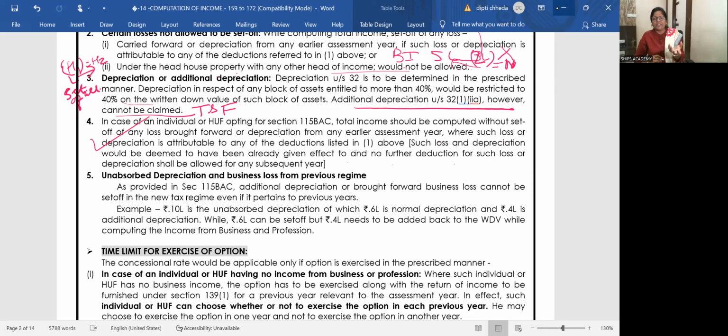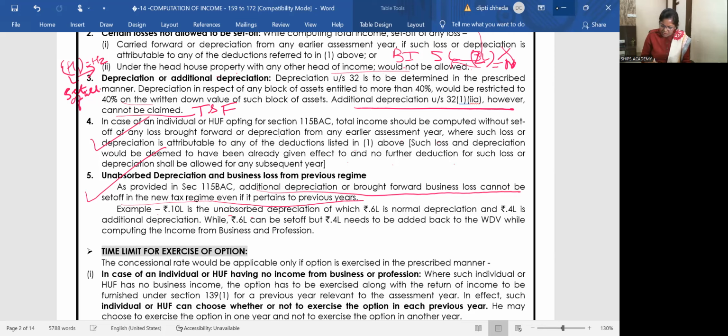Like additional depreciation is not allowed. So the old additional depreciation you could not set off and are carrying forward will not be allowed. Read this, and if you want, I'll give an example in the notebook. Line: additional depreciation of brought forward business loss cannot be allowed to set off in the new tax regime.